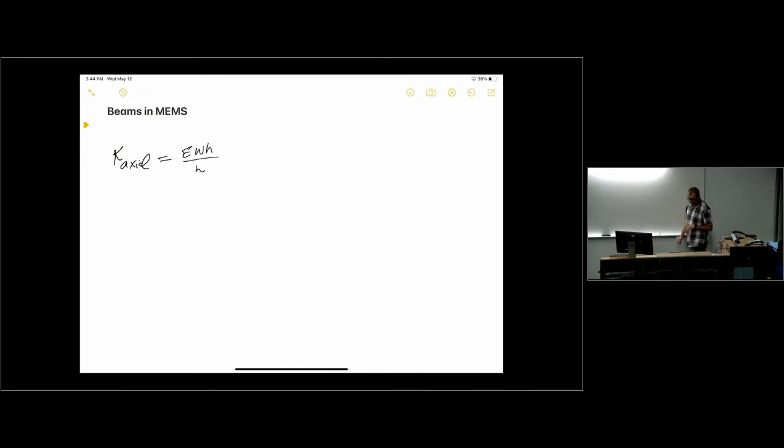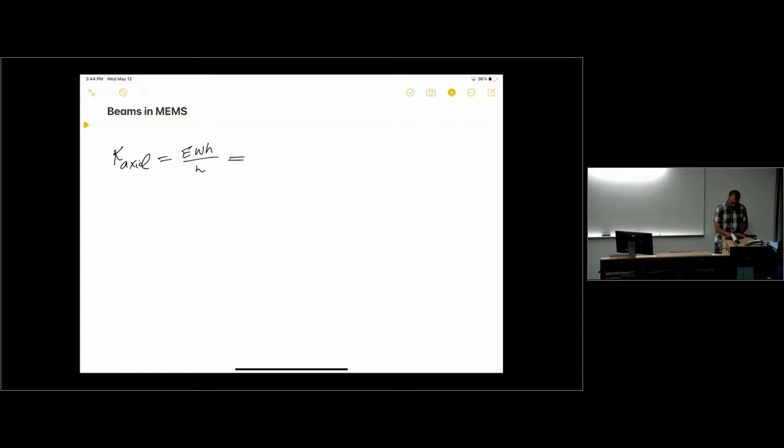EWH over L, or E times the area over L. And I have all the numbers that I need, plug them in, and you can show that K axial for this beam and these dimensions is about 170 kilonewtons per meter. So we calculated it, but what does it mean?